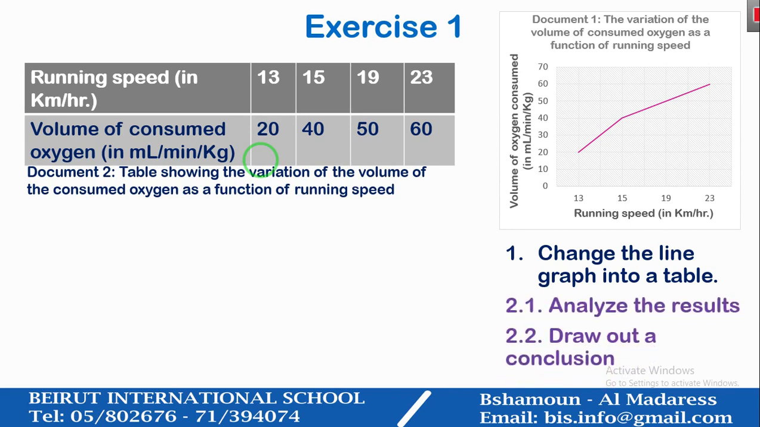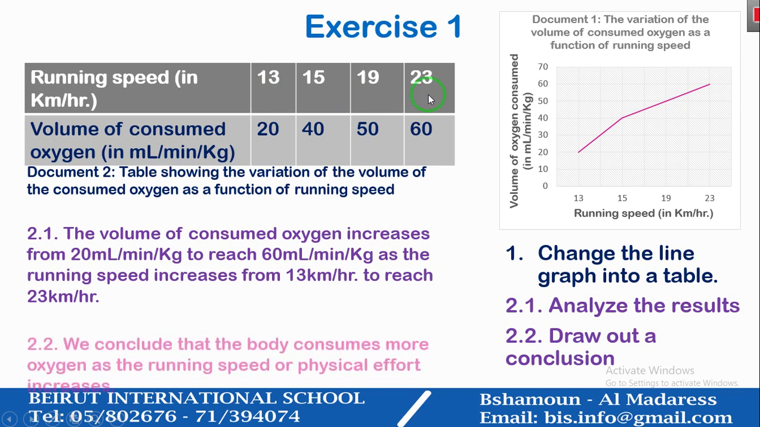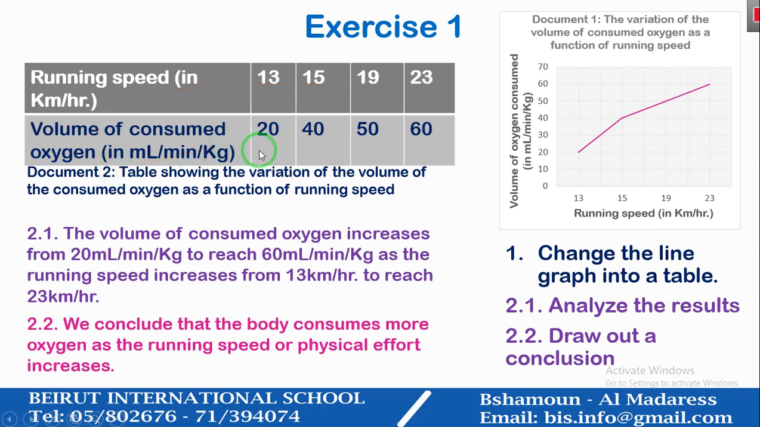Question number 2, analyze the results and draw out a conclusion. So we're going to start with the y-axis. The volume of the consumed oxygen increases from 20 milliliters per minute per kilogram to reach 60 milliliters per minute per kilogram as the running speed increases from 13 kilometers per hour to 23 kilometers per hour. What do we conclude? We conclude that the volume of oxygen increases as the running speed or physical effort increases.